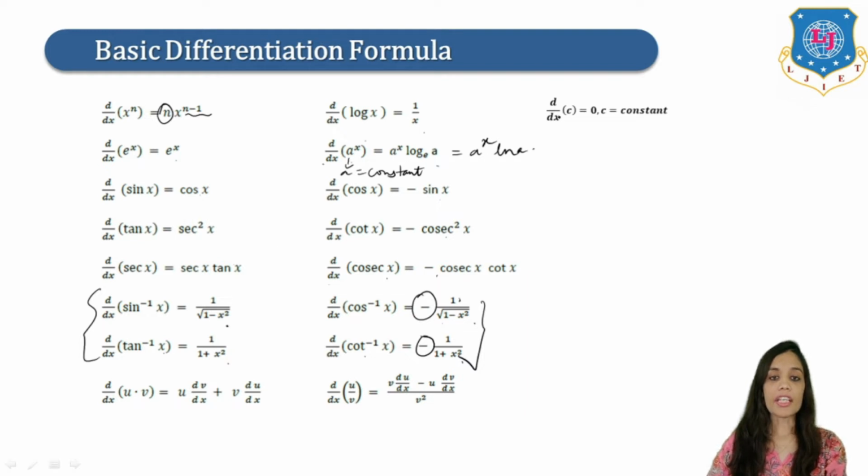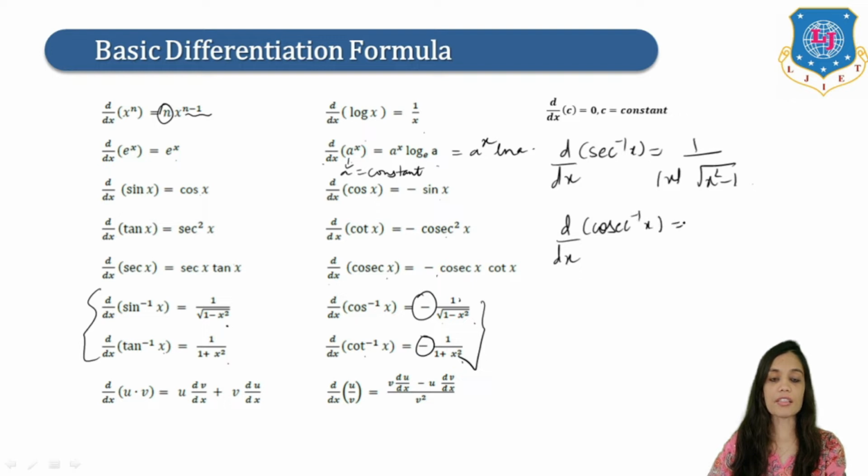Next, derivative of sec inverse x is 1 upon mod x into square root of x square minus 1. And similarly, derivative of cosec inverse x is equal to minus 1 upon mod x square root of x square minus 1. And this formula you all know that derivative of a constant term, that is 1, 2, 3, 4, etc., will be 0.